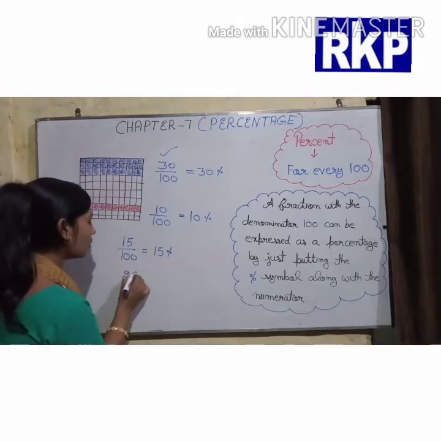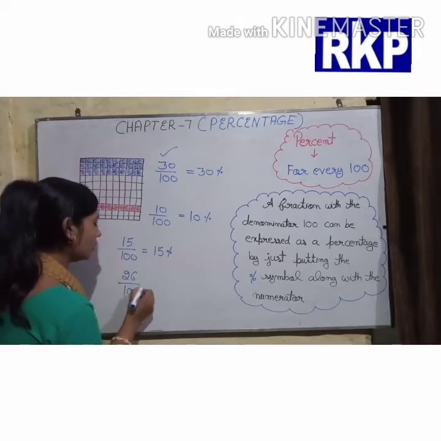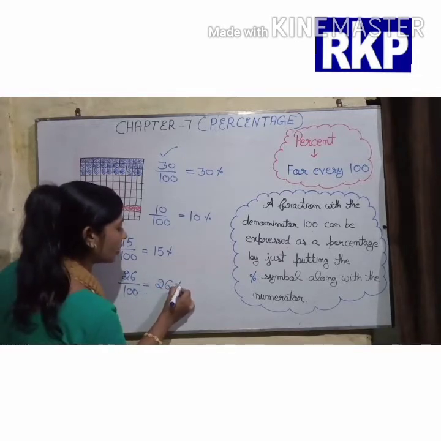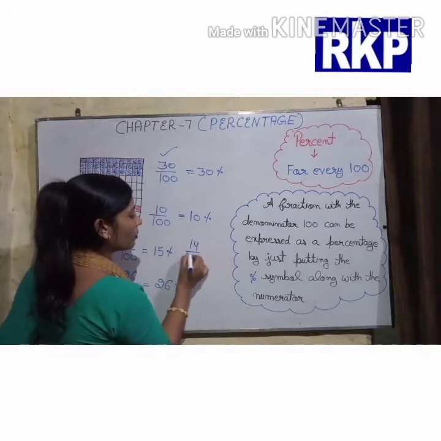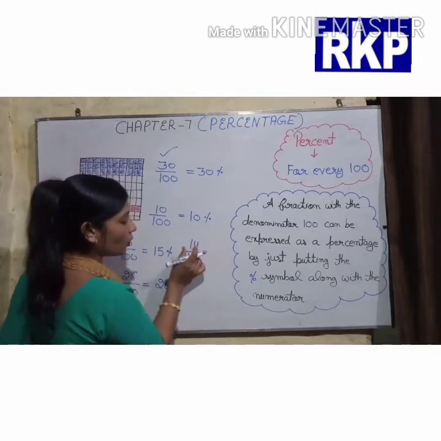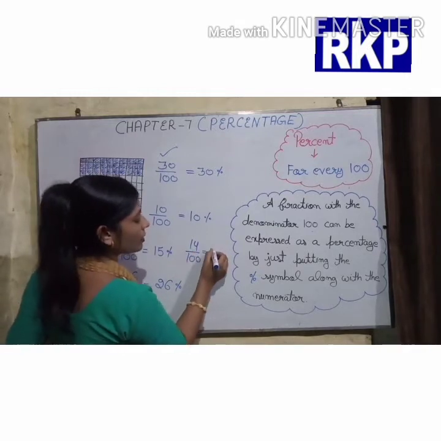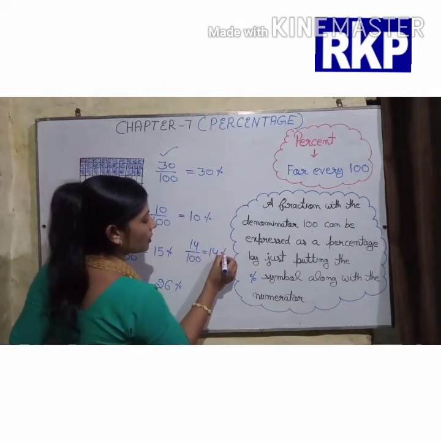And if we have 26 by 100, then it will be 26%. If we have 14 by 100, means 14 out of 100, then 14 by 100 is equal to 14%.